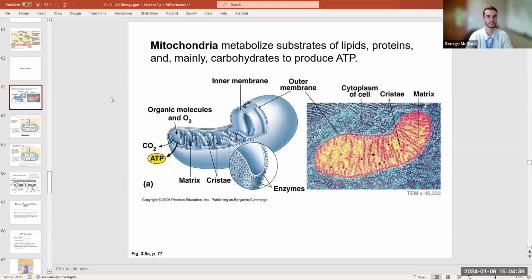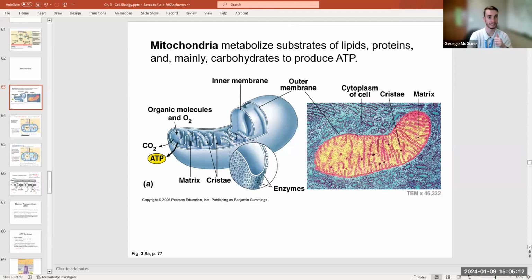So the mitochondria is responsible for metabolizing substrates of lipids, proteins, and mainly carbohydrates. And so specific here with the word substrates, meaning lipids even in their monomer form, so a glycerol and a fatty acid, those two things cannot enter the mitochondria yet. They would need to be transformed into another substrate, so further broken down a bit into either acetyl-CoA or pyruvate. And the same thing with proteins.